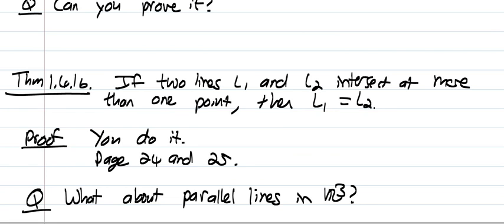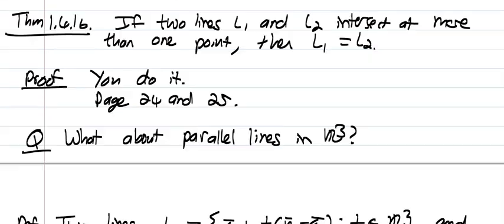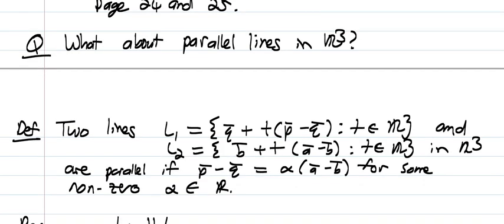Now the next thing that we want to talk about is the idea of parallel lines. We've already seen parallel lines in 2D, but now we are looking at straight lines in 3D. So we want to know, can we define what it means for two lines to be parallel in 3D? And the answer is yes, we can. Here's the definition. Let's take two lines. Line 1 is of the form Q plus t(P minus Q), where t is a real number. And line 2 is a different line: B plus t(A minus B), where t is a real number. So here you have two lines in R3.